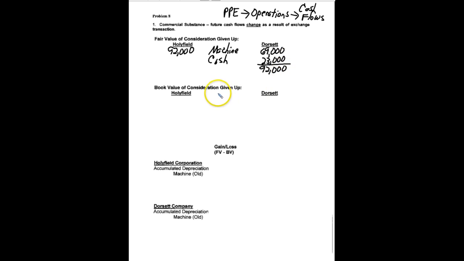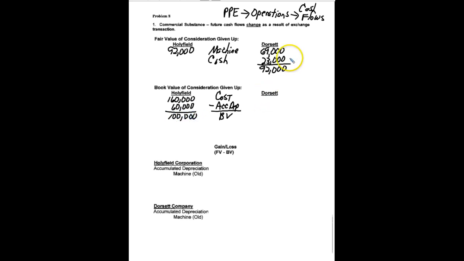Now let's look at the book value and compare those. Book value is the original cost of the machine, and then we subtract its accumulated depreciation to get the book value. So for Holyfield, the cost was $160,000. The accumulated depreciation is $60,000. That's all in the narrative. So its book value is $100,000.